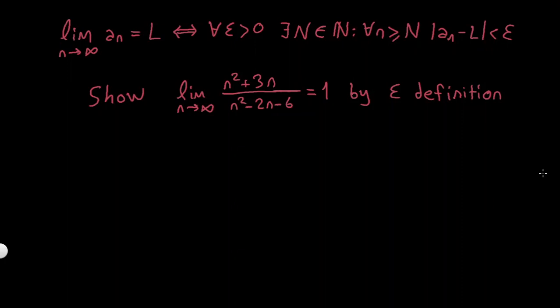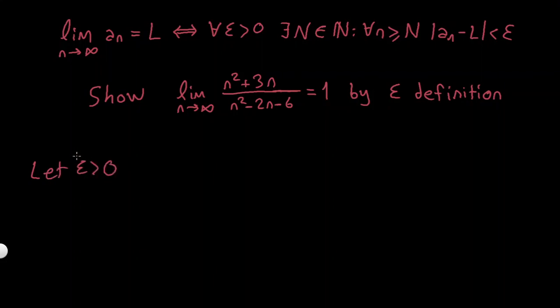Hi, this will be the third video showing a sequence limit by epsilon definition, and this will be a bit harder one. I tried to write a hard question, and I already explained the intuition behind this epsilon-limit definition, so you can go check the previous videos. So let's get to the solution. First, I always say let epsilon be greater than 0.